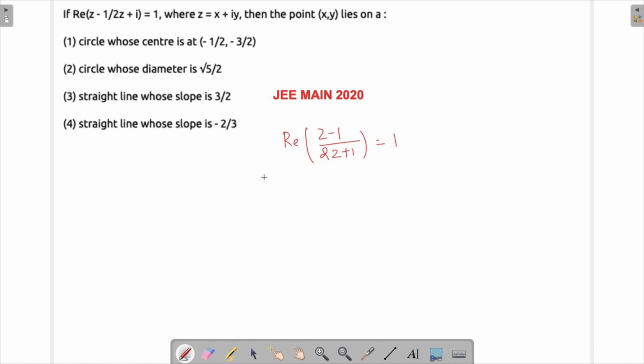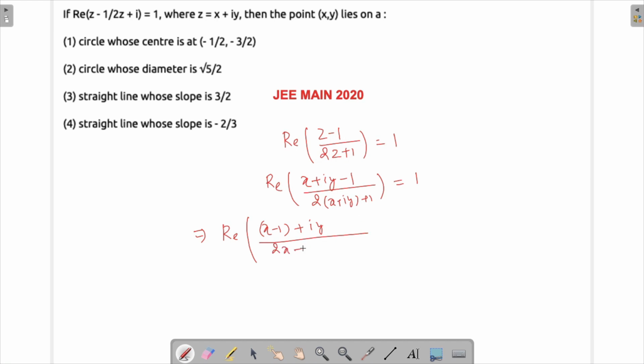So we will write z in terms of x plus iy. So this will become (x plus i times y minus 1) upon 2 times (x plus iy) plus i, and that is actually equal to 1. Then the next step, I could write it as the real part of (x minus 1 plus iy) upon (2x plus 2iy plus i) equals 1.